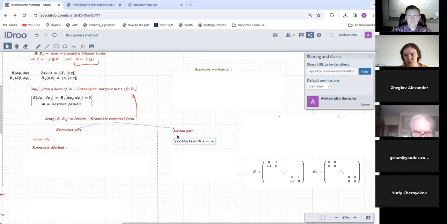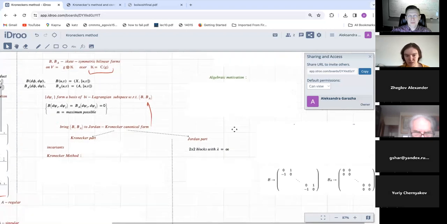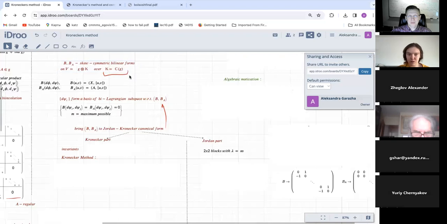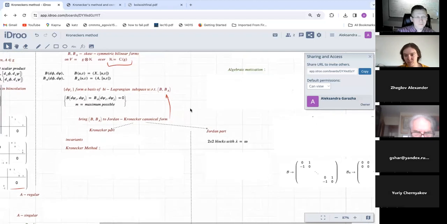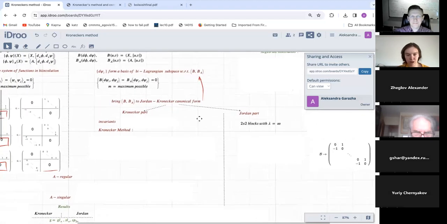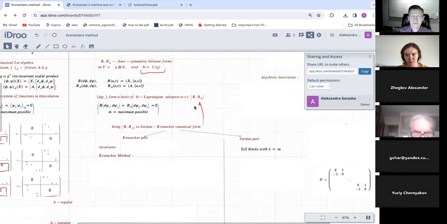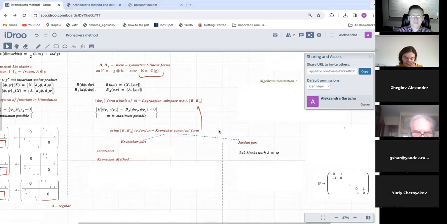Yeah, we know a priori that the Jordan part will be simple. That's why this Jordan-Kronecker theorem still works for this case. Okay, I need some time to understand this subtlety. Please continue. Great, thanks. Yeah. Okay, I don't have too much time.